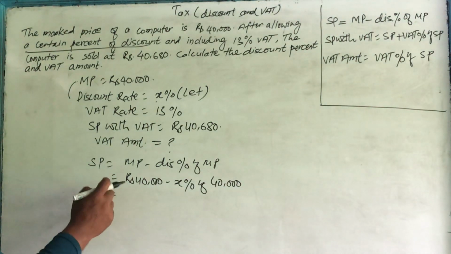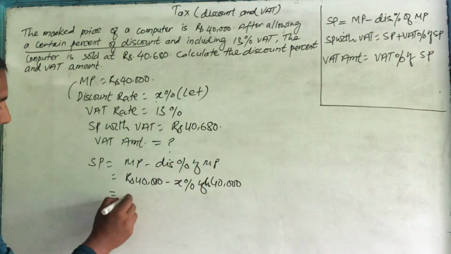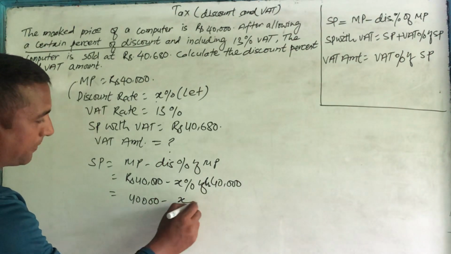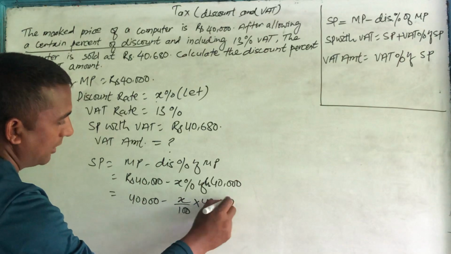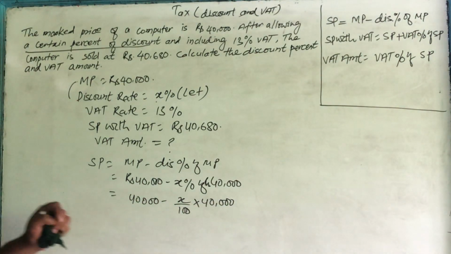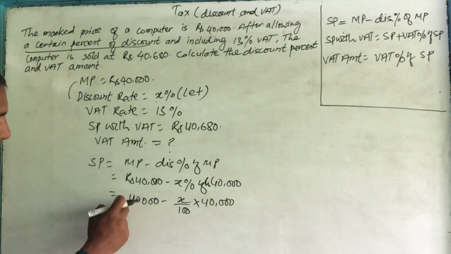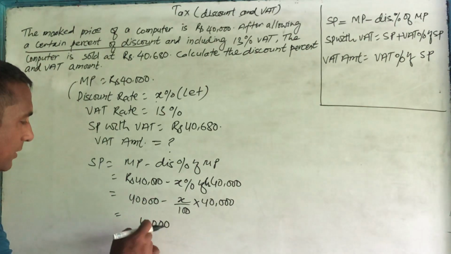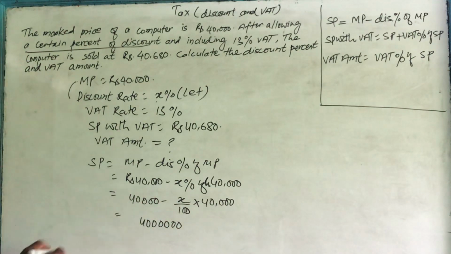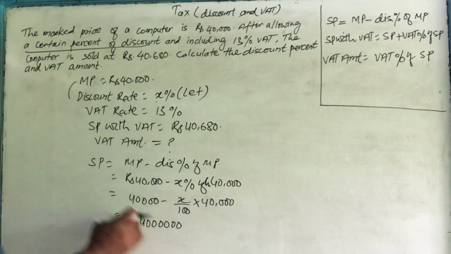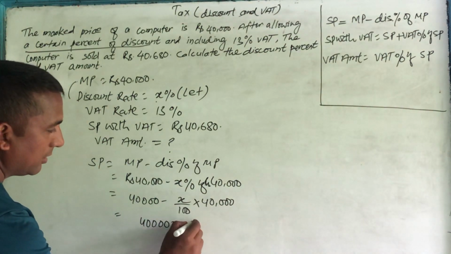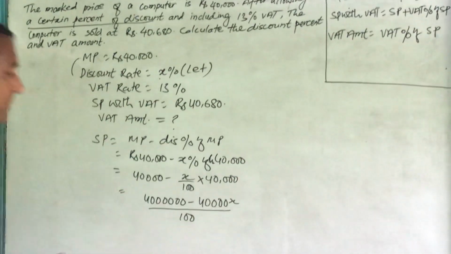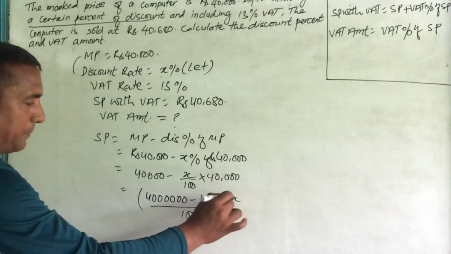So well students, go on with the process. 40,000 minus X percent is removed, divided by 100 into 40,000. Now you have to do algebraic simplification here. So 100 into 40,000, it becomes 40 lakhs, minus 40,000 X by 100. So it is the unknown SP.